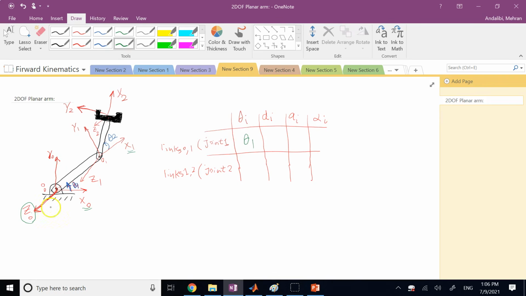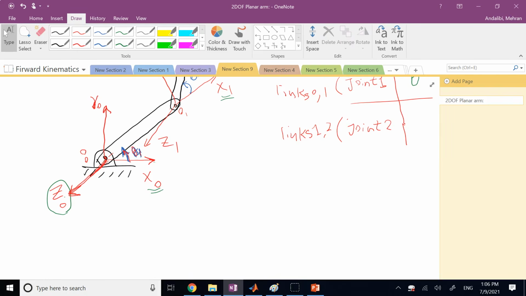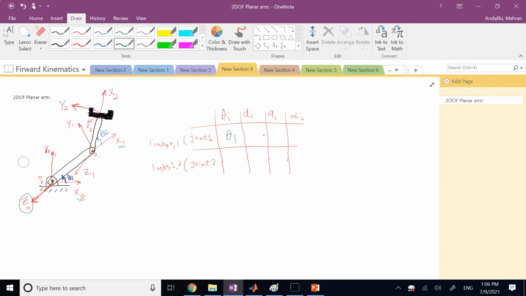Good. Then, do I need to move now along the old Z, to go from origin 0 to origin 1? If I want to go from origin 0 to origin 1, do I need to move along the old Z, which is basically out of the plane? No. Going from O0 to O1 does not need any motion out of the plane. Z0 is out of the plane. So I do not need to have any offset. So the offset here is 0. Then what? Then A.